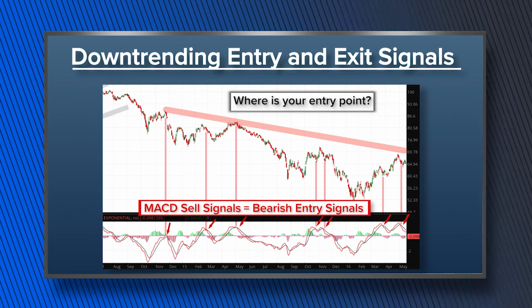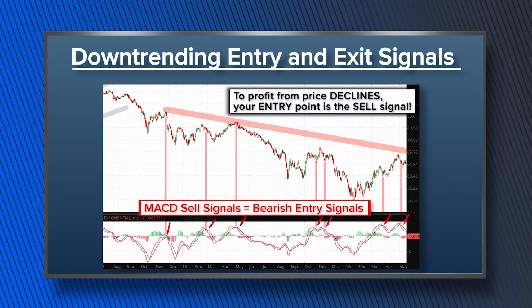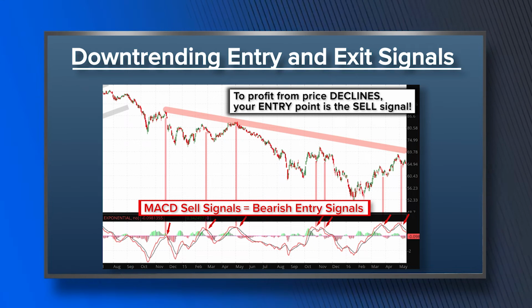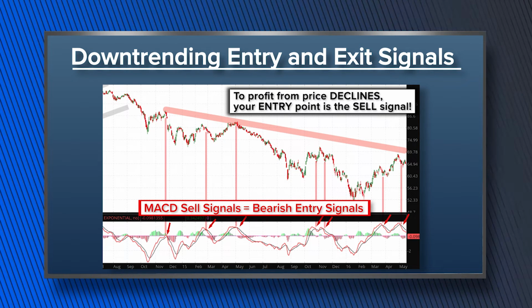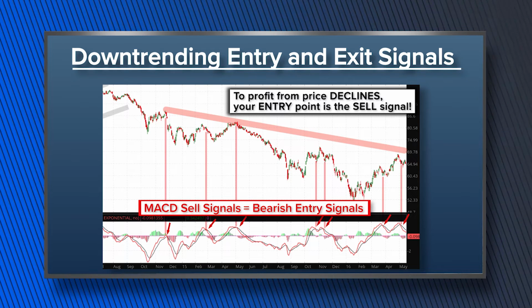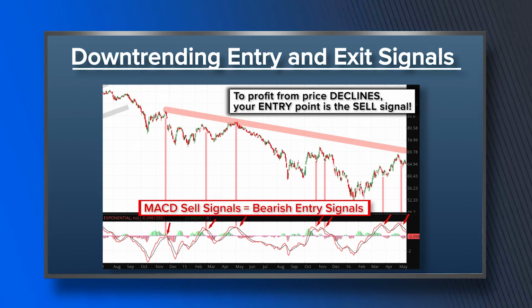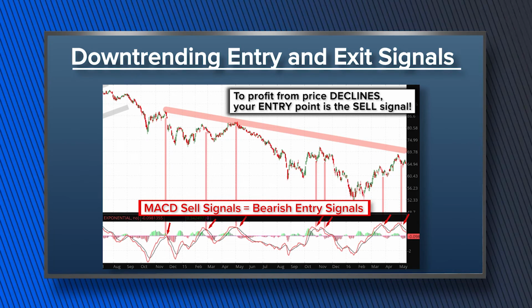So we assume that we're not buying puts or calls. Let's just pretend that we're trading stock, right? So the stock is trading lower. You're going to sell short to bet against that stock. You're going to make money when it goes down. So you are selling, and that is your entry point. The buy signal is the exit point.